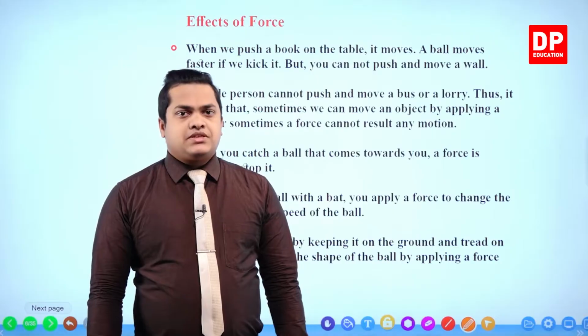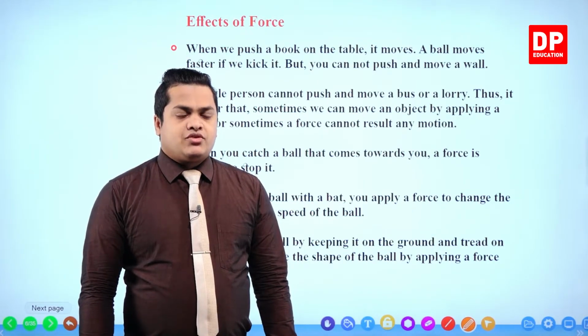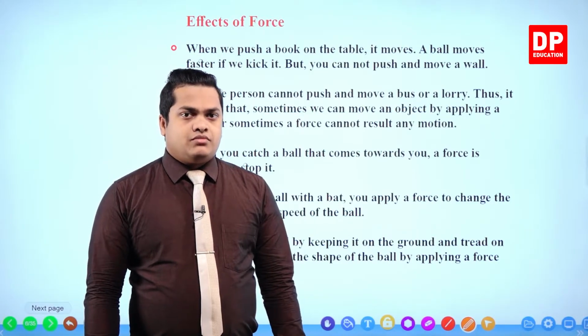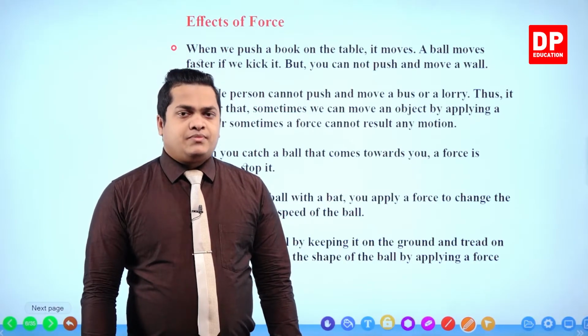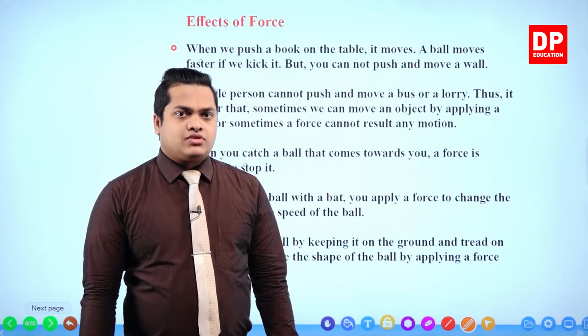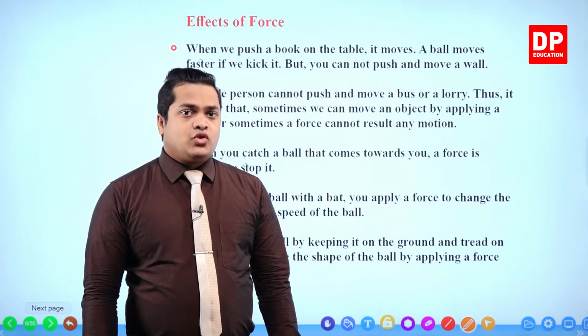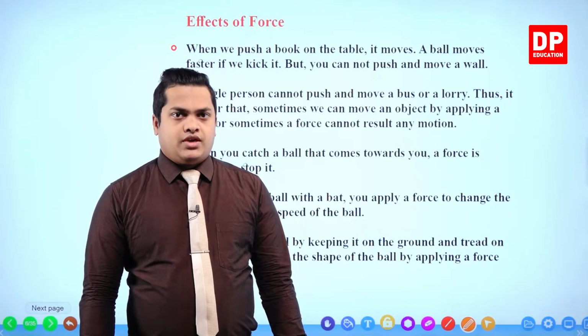So there are certain cases where the object is not going to move, even though we apply forces on it. It's because in order to move that object, we have to apply enough force. If there is not enough force, then we can't move that object. Okay, right then.